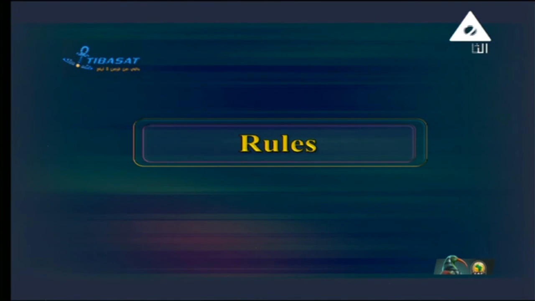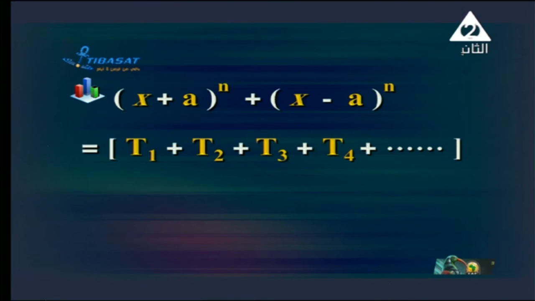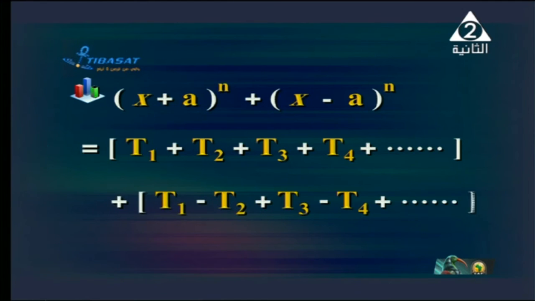My dear student, look at important rules. (x + a)^n + (x − a)^n equals T1 plus T2 plus T3 plus T4 and so on, for the first expansion; the second is T1 minus T2 plus T3 minus T4 and so on. We have, my dear student, two brackets. The first bracket is x plus a to the power n. The second bracket is x minus a to the power n.